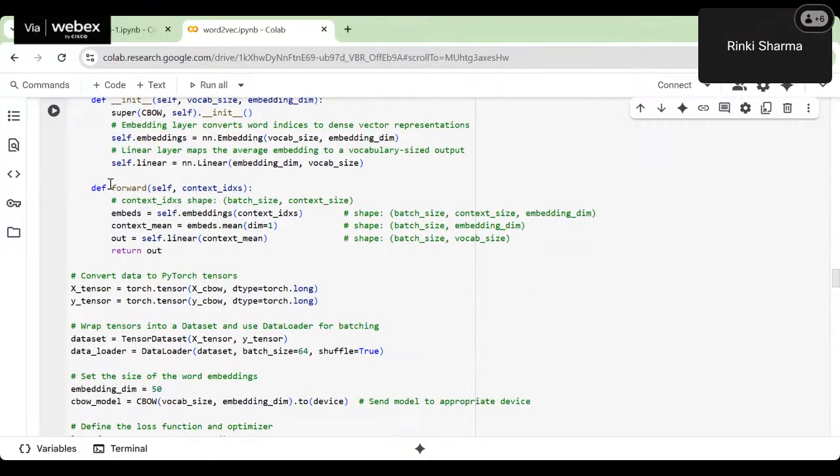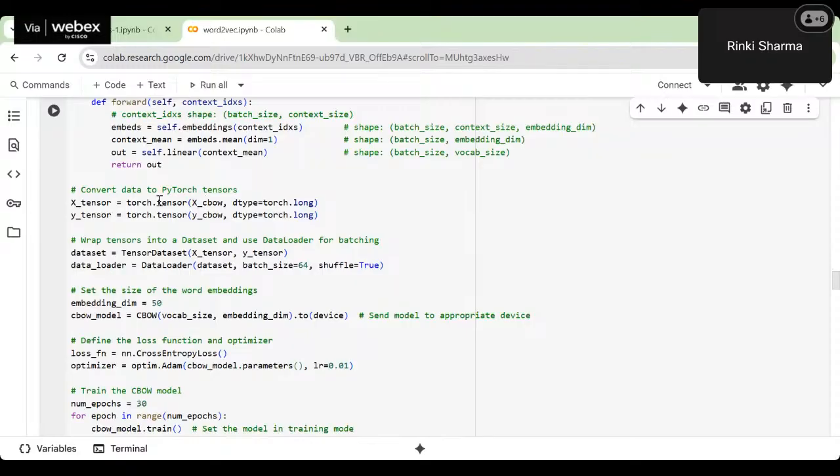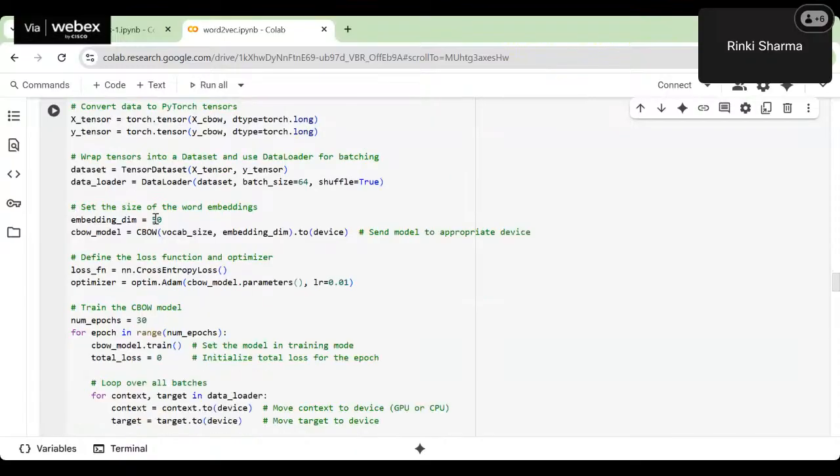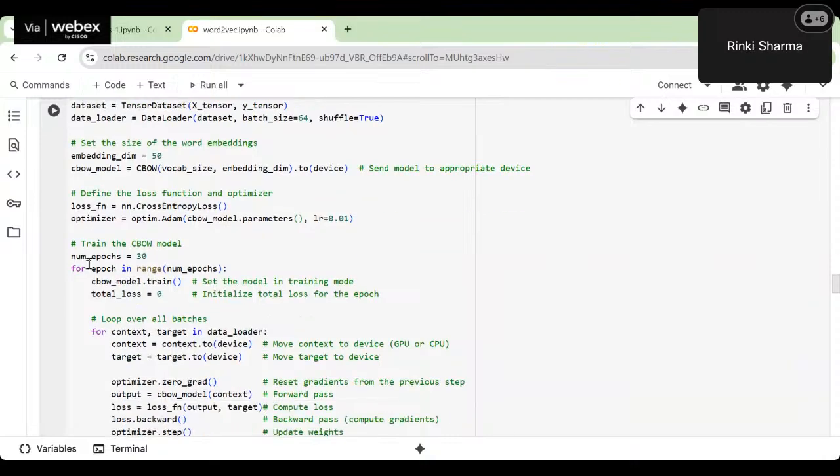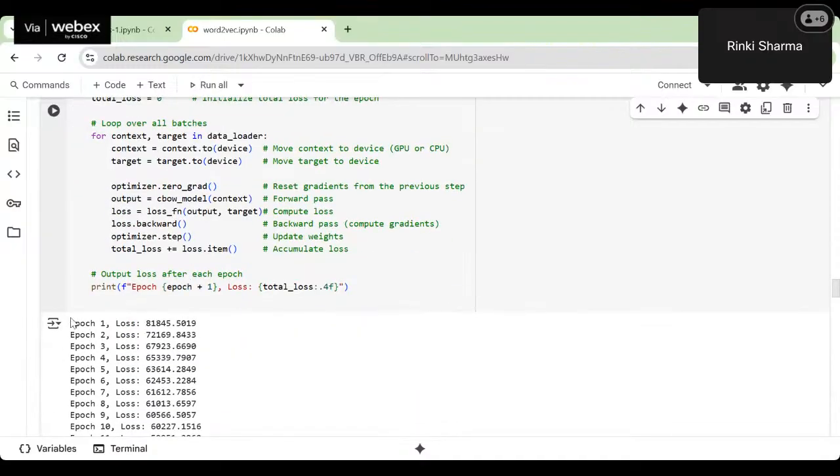Here we have defined our training data as a tensor, stored as X tensor and Y tensor. We defined our embedding dimension as 50 for better learning, but as per your choice, you can take any other value. The loss function is defined as cross entropy loss. Here we have run this model for 30 epochs. So this is how the training looks, and we print the epoch and loss respectively.